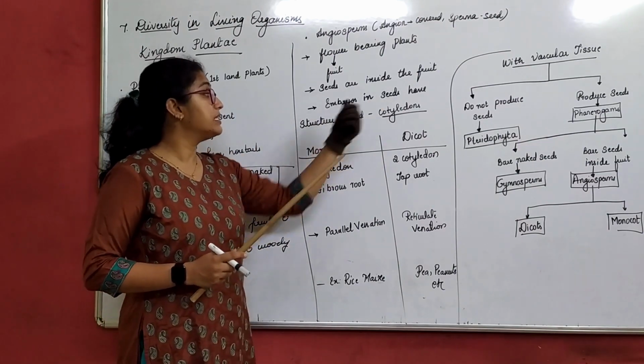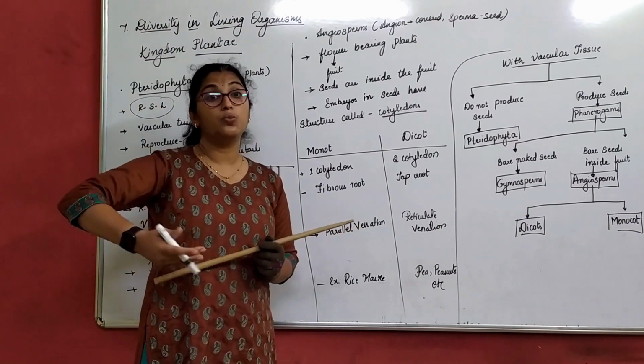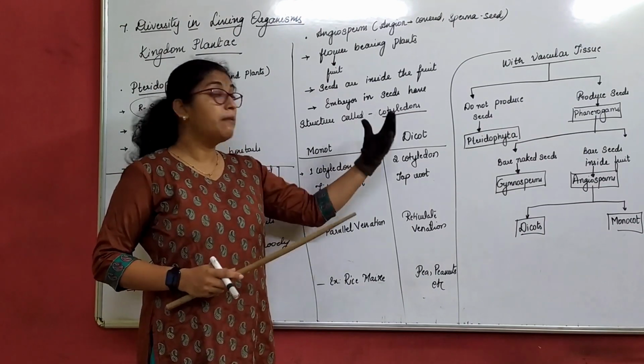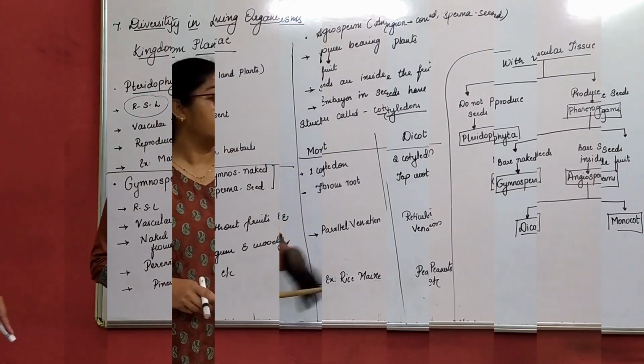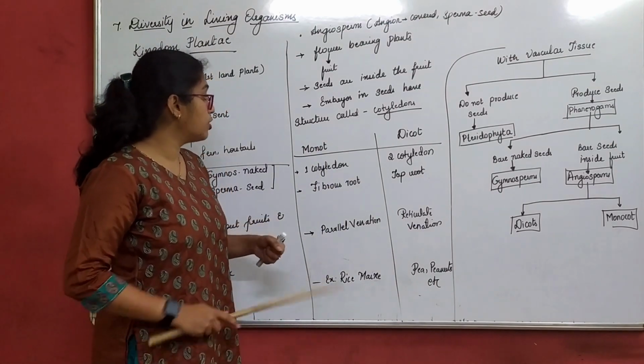So the embryo in the seeds has a structure called cotyledons. These cotyledons will further germinate to form a new plant again, right? About that you studied in your 10th grade. So now we will understand about the cotyledons.